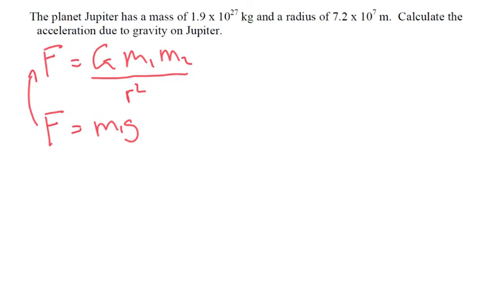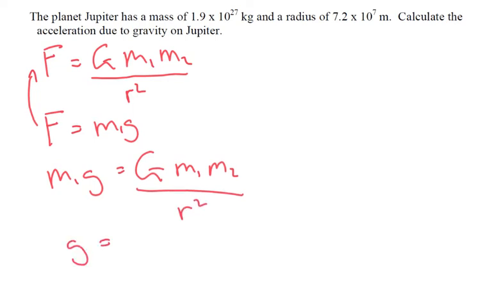So we get m1 g is equal to big G m1 m2 all divided by r squared, and then this is just going to become g equals big G capital M over r squared. So capital M is the mass of Jupiter.